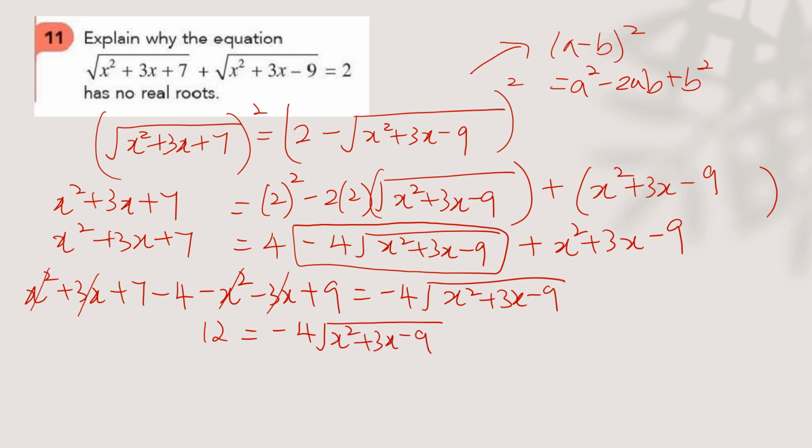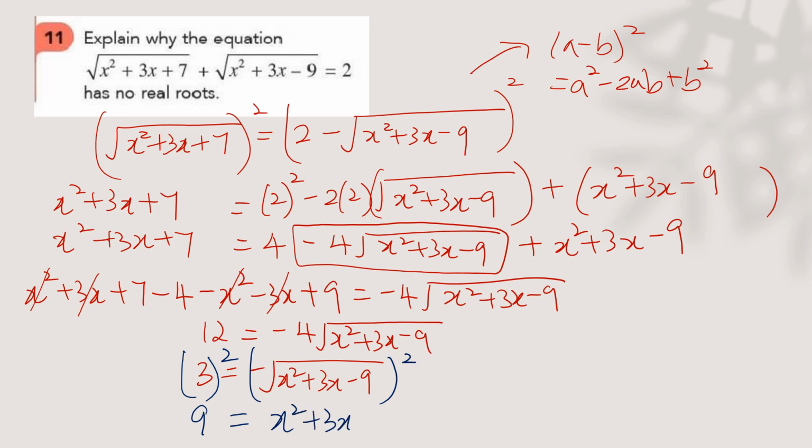Alright, simplify further. You can divide both sides of the equation by 4. That will give me 3 equals negative square root. Alright, and then I need to apply squaring both sides again. So I would end up getting 9. And then when you square a negative 1, you get positive 1. Square and square root cancel, so you end up getting x squared plus 3x minus 9.